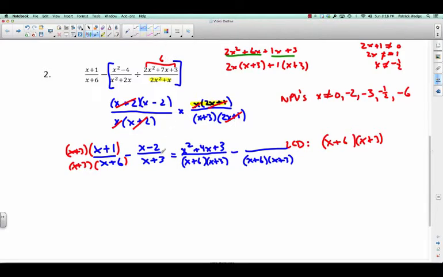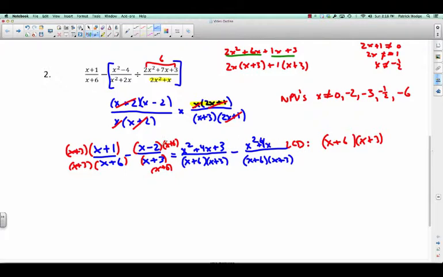What do you have to multiply x plus 3 by to get this? You have to multiply it by x plus 6. Where am I going to write this? And same with the top, you need to multiply by x plus 6. Mountains and valleys, x times x is x squared. X times 6 is 6x, and negative 2 times x is negative 2x. So 6x, take away 2x, is 4x.